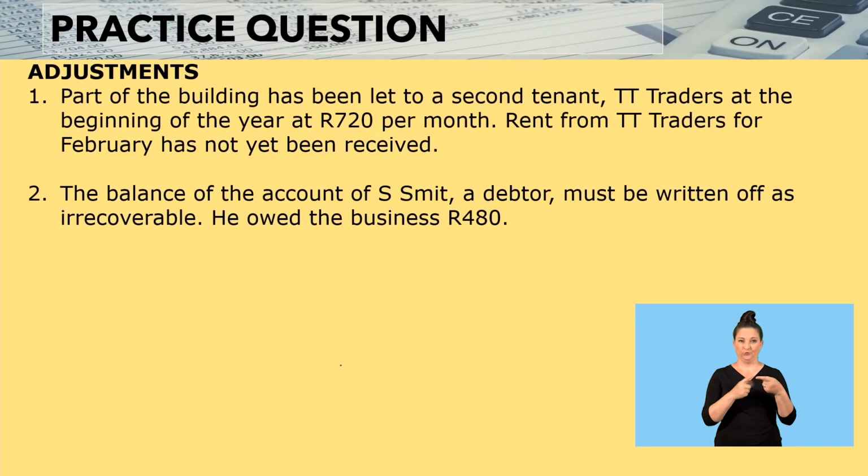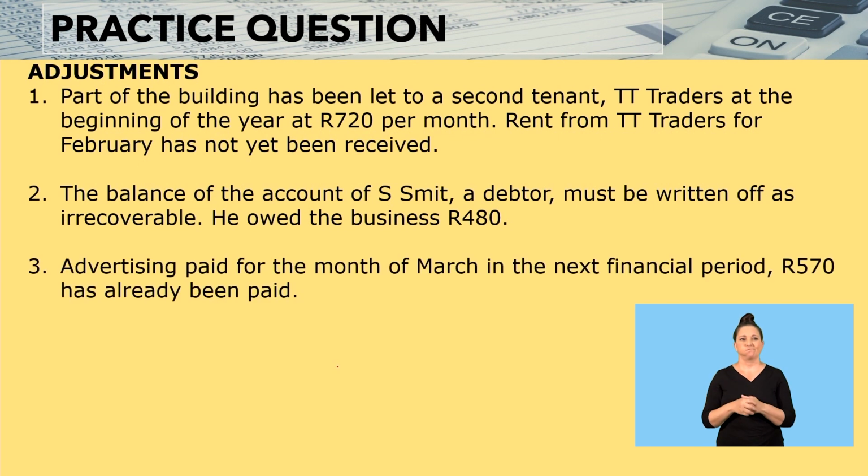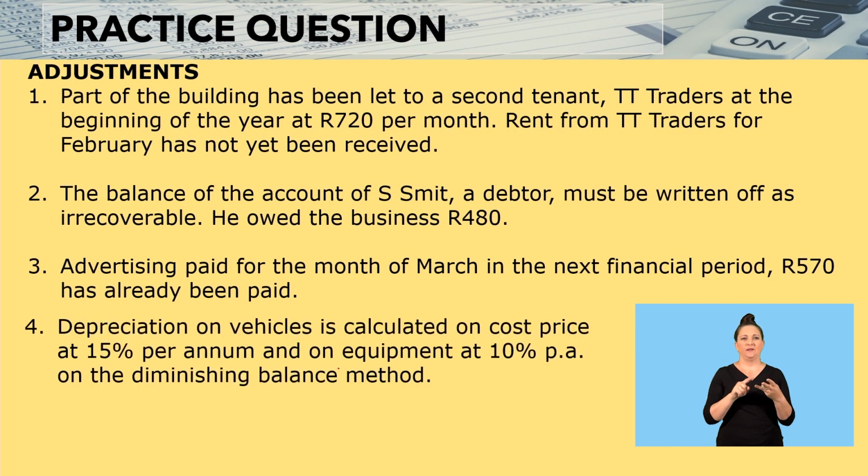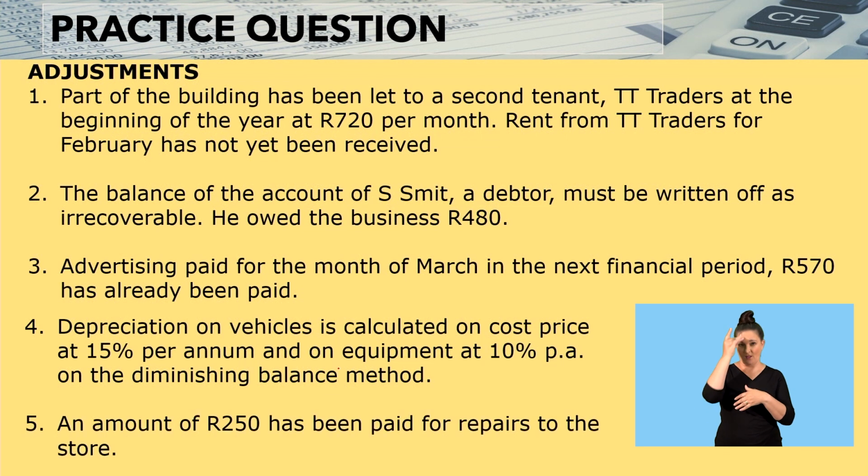Here are the adjustments. It has to do first with the land and buildings, which has been rented out, and we have the account of a debtor that must be written off, advertising paid for the month of March, depreciation as well, and then an expense paid for repairs.